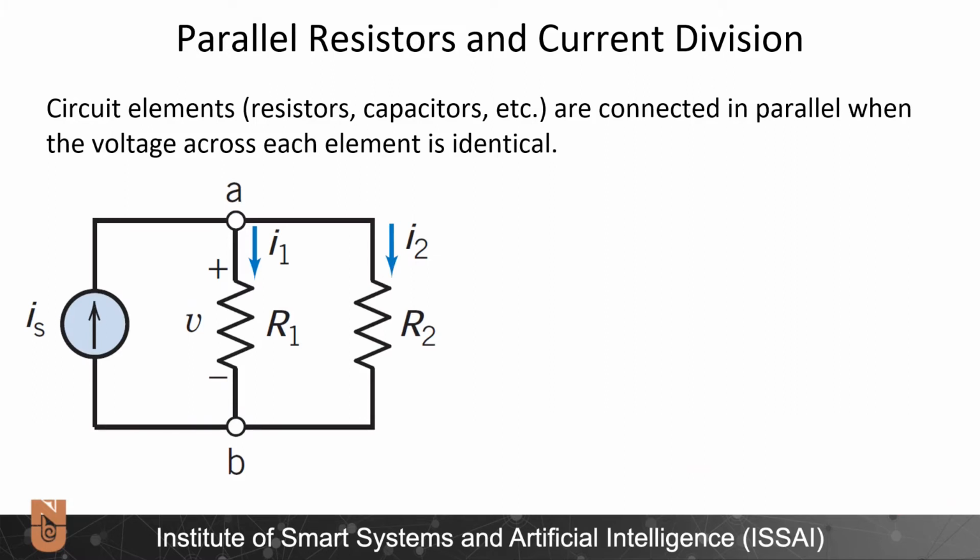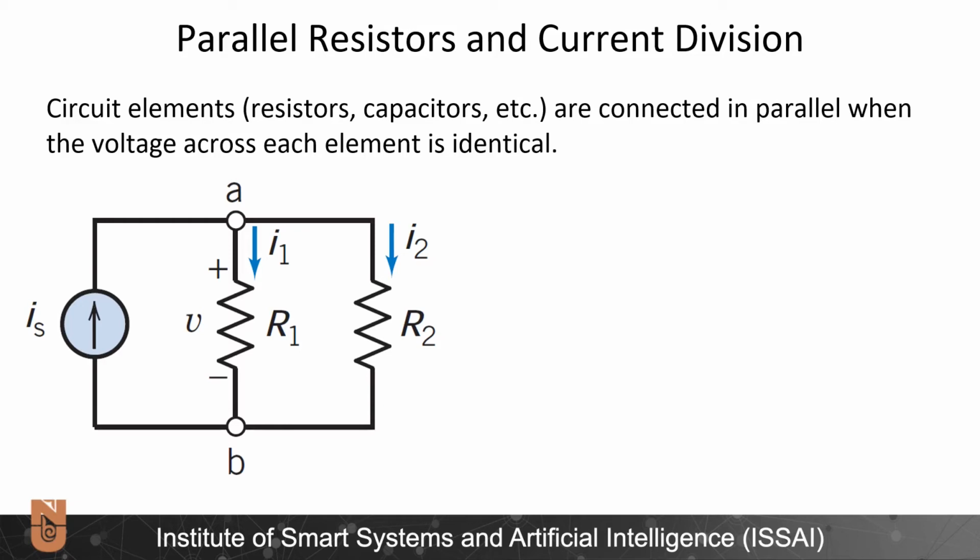Circuit elements, resistors, capacitors, inductors, etc. are connected in parallel when the voltage across each element is identical. Let's look at this example. Here I have R1 and R2. Both of them are connected to the same nodes A and B. Therefore, they are in parallel and both of them have the same voltage. Let us try to analyze the circuit using KCL, KVL, and Ohm's law to see whether we can reduce these two resistors to a single equivalent resistor.